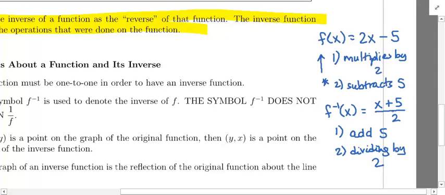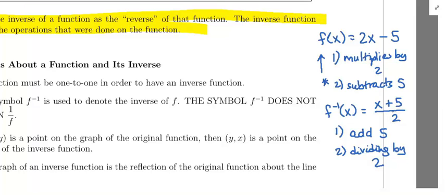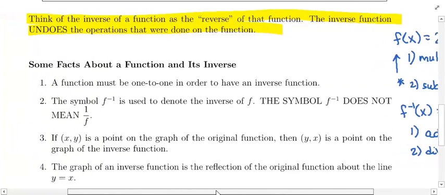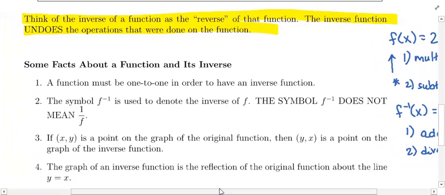It undoes everything the original function does. The original function first multiplies by 2 and then subtracts 5. The inverse function comes along and undoes all of that by taking the input and adding 5 and then dividing by 2. So that's how you want to think of an inverse function. What I highlighted in yellow is important. It is the reverse of the original function. It undoes the operations that were done on the original function.